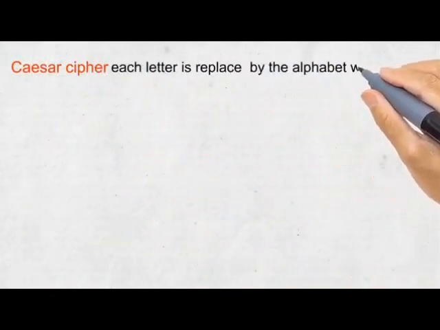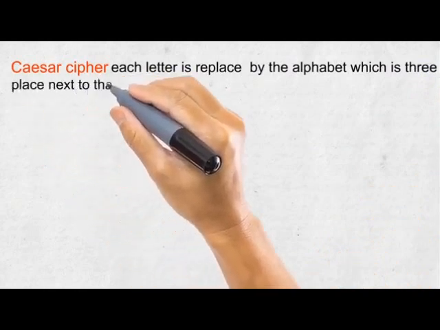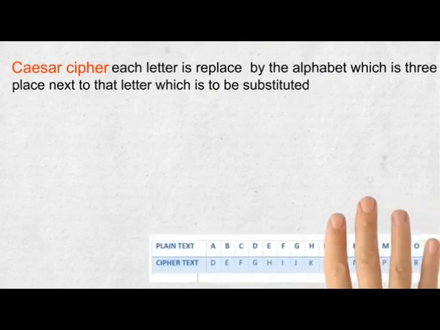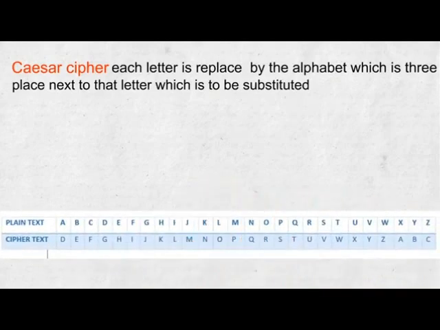Caesar cipher: in this, each letter is replaced by the alphabet which is 3 places next to the letter to be substituted. Here I create a table where I mention the ciphertext key for all plain text values. For plain text A, the ciphertext is D because D is the third place next to the letter A. Similarly, for B, the cipher is E. For C, the ciphertext is F. Similarly, this will continue up to W, whose cipher is Z.